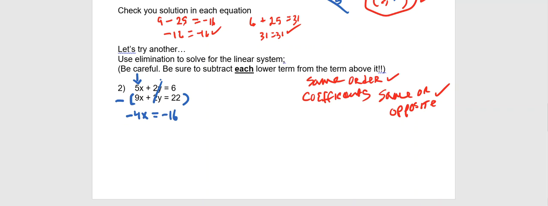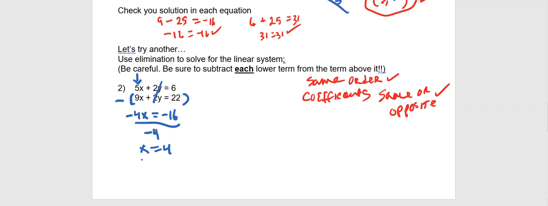Conveniently, with eliminating the y term by subtracting the equations, we get a one-step equation. And here we can quickly divide by negative 4. And at our halfway point, we get x equals 4. Now from here, don't forget, this is the halfway point. This is, in this case, our x coordinate of what will be a complete ordered pair when we're all done.